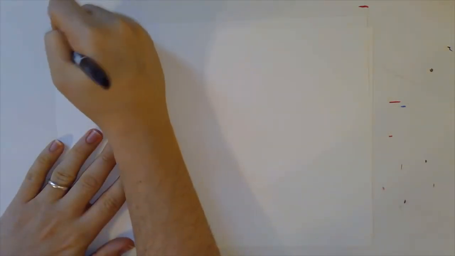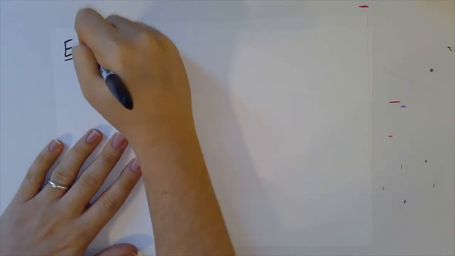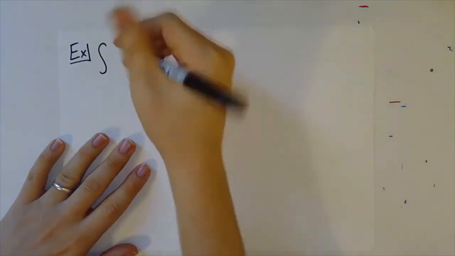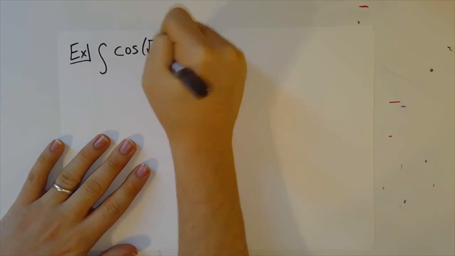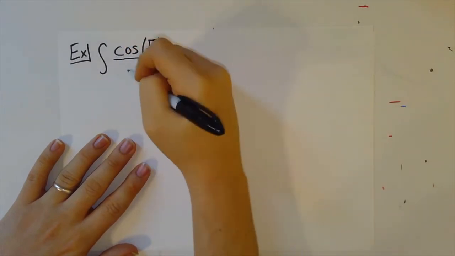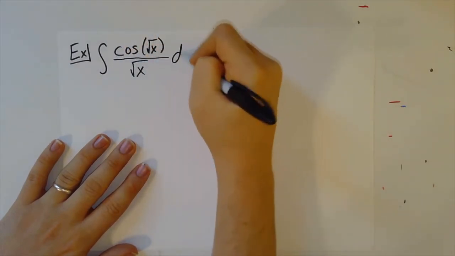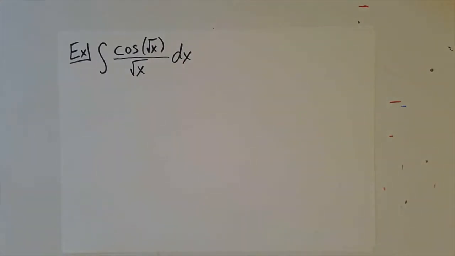Let's do the integral of the cosine of the square root of x divided by the square root of x dx.